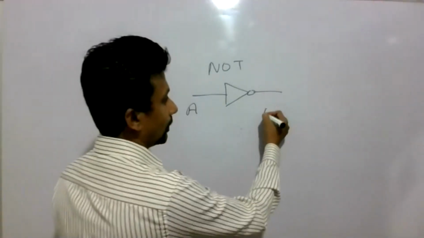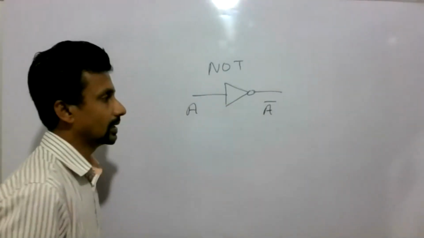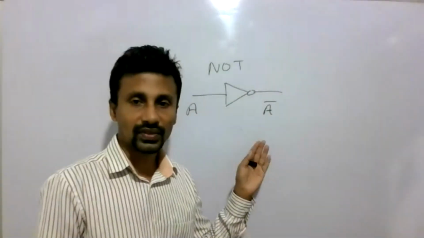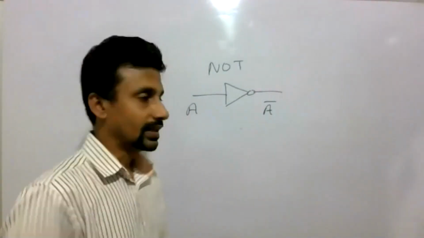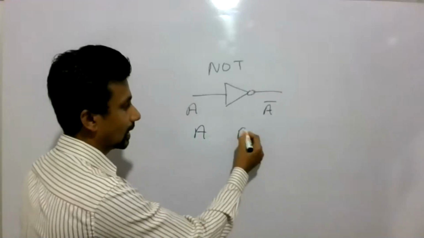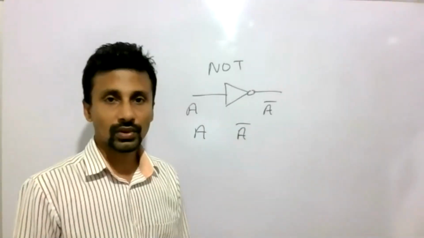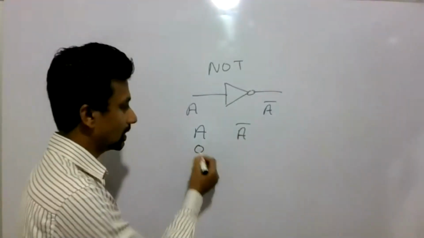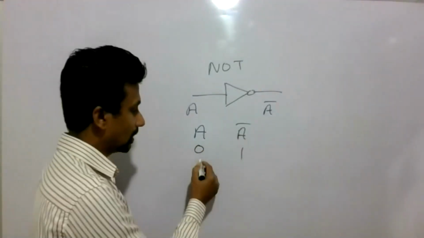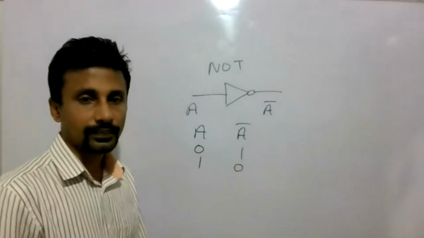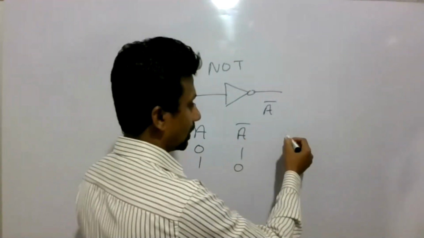So if you give an input, you get the complement of that, the other side of that. That means if you have input A, the output is A dash or A bar. Other side means A dash or A bar. Now here, if you give 0, you get 1. If you give 1, you get 0. Right? So I can draw the circuit for that one too.